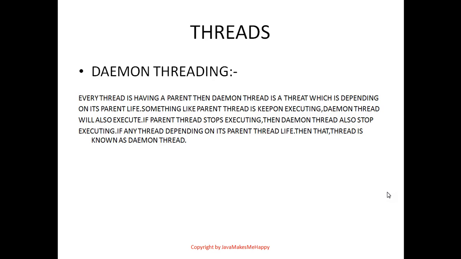If the parent thread keeps on executing, the daemon thread will also execute. If the parent thread stops executing, then the daemon thread also stops executing. If any thread depends on its parent thread's life, then that thread is known as a daemon thread. Now, if a thread is working on your system, you have to see whether it is a child thread or a parent thread. If it is a parent thread, then the life cycle of that particular thread will be the life cycle of your program.